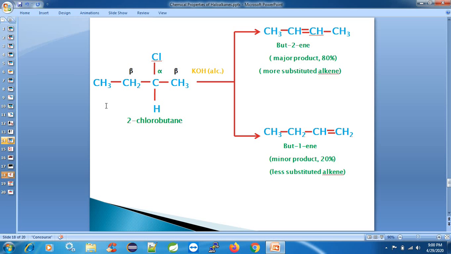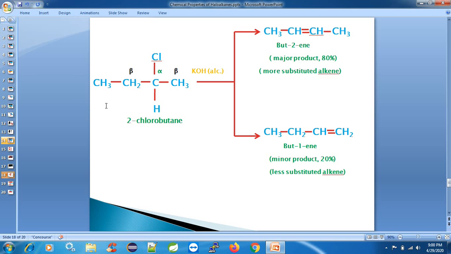When hydrogen is removed from the left side beta carbon, that time but-2-ene is formed. And when hydrogen is removed from the right side beta carbon, that time but-1-ene is the product. So you see here it is mentioned. One product is but-2-ene, which is the major product. Why? Because this is the more substituted alkene, and but-1-ene is the minor product. Why? Because it is a less substituted alkene.